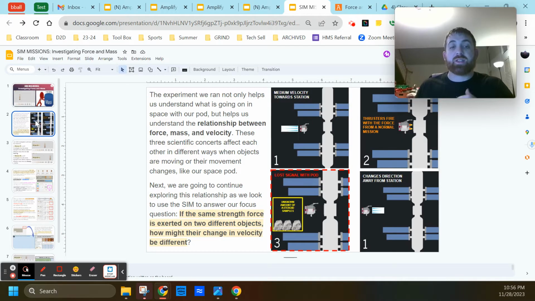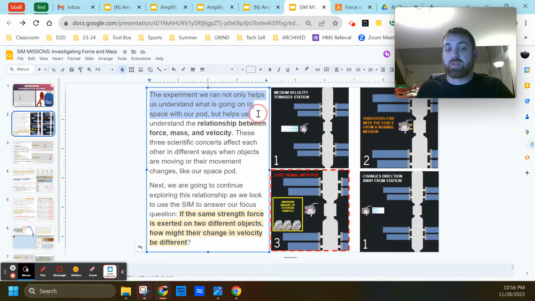So, the experiment we ran not only helped us understand what is going on with our space pod, but helps us understand that relationship between force, mass, and velocity. These three concepts affect each other in different ways when objects are moving or if their movement changes, like our space pod.